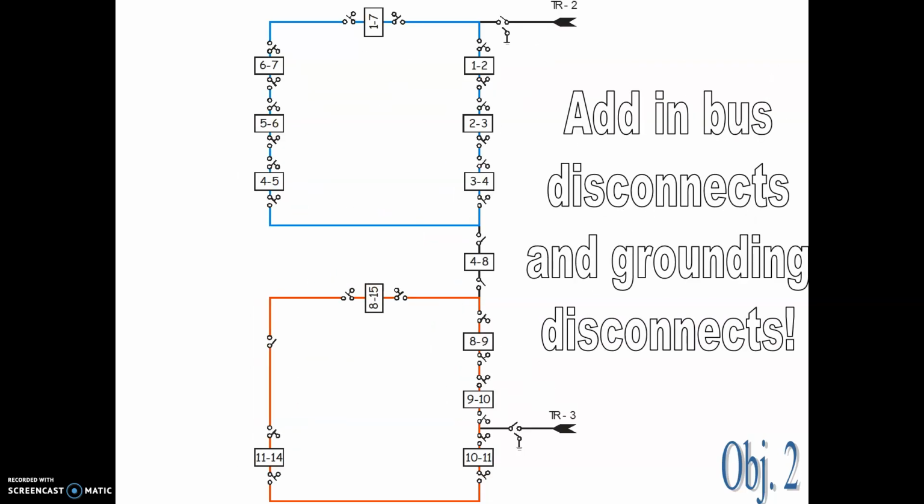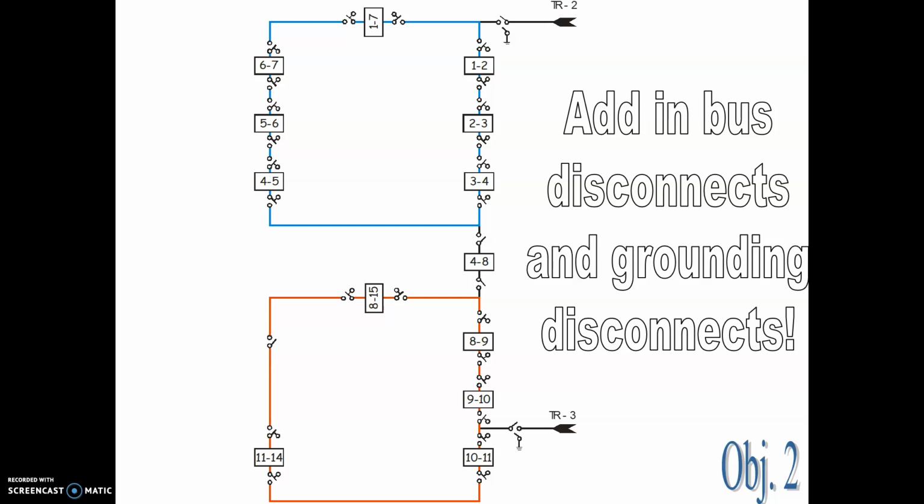Our next step is to draw in the bus disconnects and grounding disconnects. If you remember back to our Objective 1 discussion, the switchyard's purpose is to provide equipment that allows for isolation for maintenance. This is what the disconnect does. A disconnect is a physical device that will separate the buses from each other using a pole and a motor. We'll look at those when we get to Objective 3.